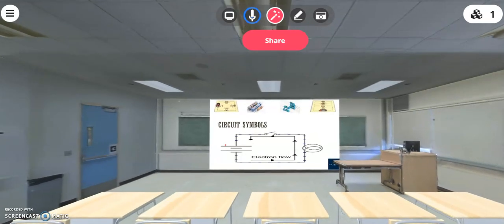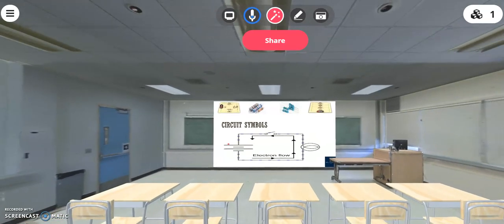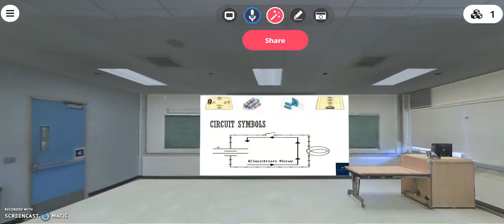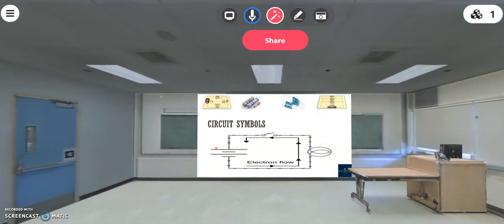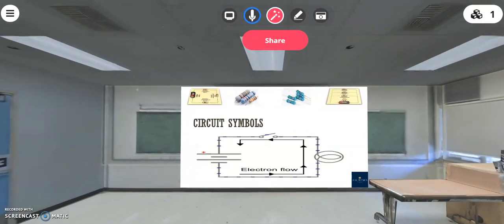Hi students, welcome back. Today we will be studying about circuit symbols. Why circuit symbols? Because it's like the ABC of electricity. Before solving any circuit diagram problem, we have to know how they are represented in a circuit.